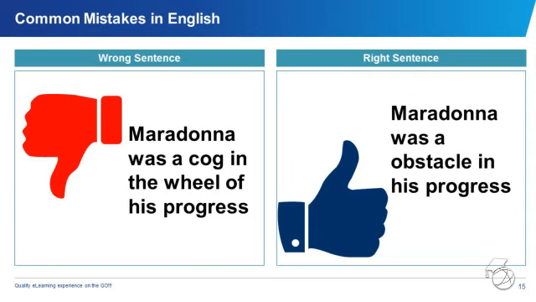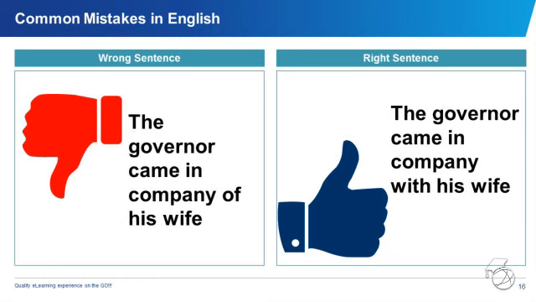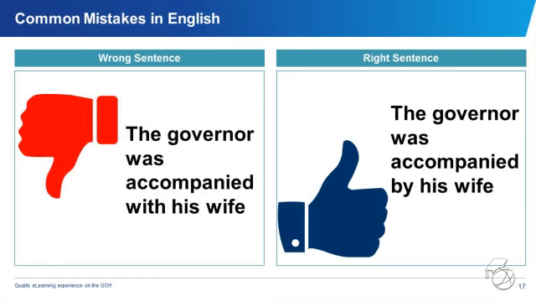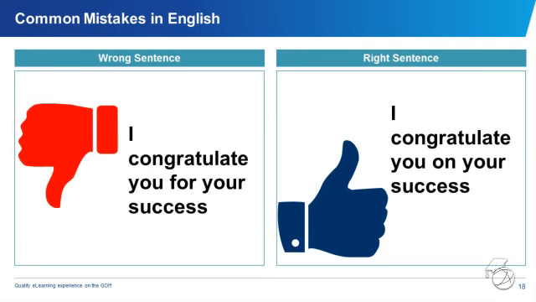"Maradona was a cog in the wheel of his progress" is wrong, but instead you say, "Maradona was an obstacle in his progress." It is wrong to say, "The governor came in company of his wife." Rather, you say, "The governor came in company with his wife." It is also wrong to say, "The governor was accompanied with his wife." Rather, you say, the governor was accompanied by his wife. "I congratulate you for your success" is wrong. "I congratulate you on your success" is right or correct.